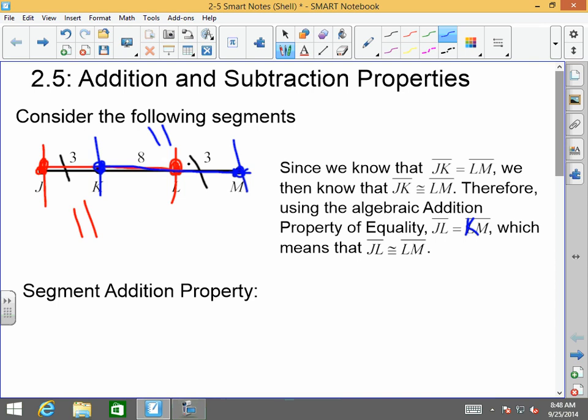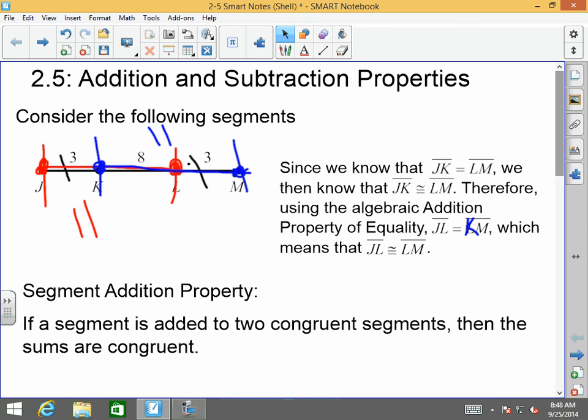So, that is called the addition postulate. And what the addition postulate states basically is the following. If a segment is added to two congruent segments, then the sums are congruent. The two congruent segments here are JK and LM. I added this KL piece to JK, giving me 11, and I also added the KL piece to LM, which gave me 11. So if a segment, which in this case is segment KL, is added to two congruent segments, then the sums are congruent.